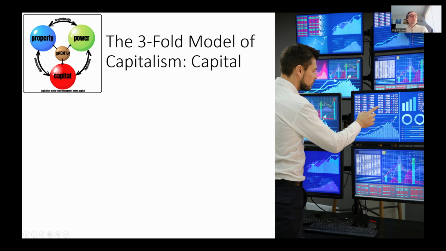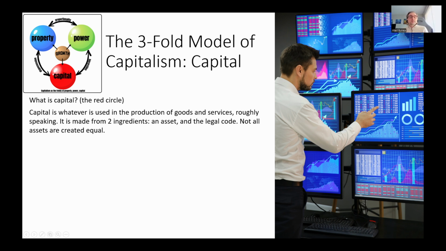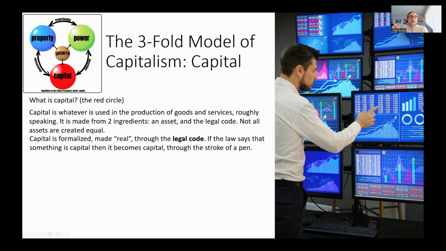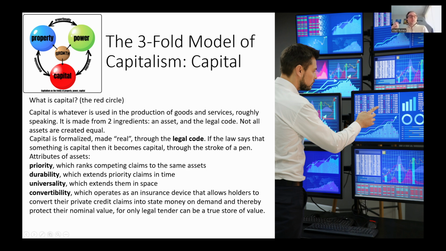It is made from two ingredients, an asset and the legal code. Important to note that not all assets are created equal. Capital is formalized, made real, tangible, through the legal code. Pretty much, if the law says that something is capital, then it becomes capital through the stroke of a pen. It is as simple as that. So these are the attributes of assets which make them candidates for being capital.